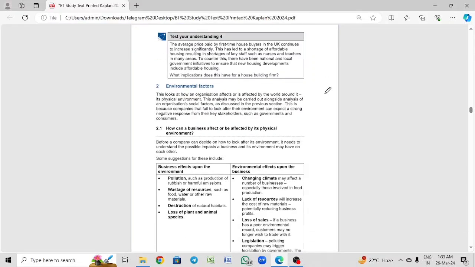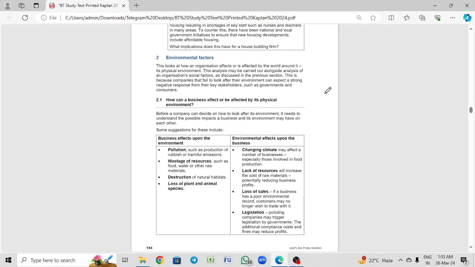Then lack of resources. How do businesses run when there is a lack of resources due to changes in climate, for example? Lack of resources might increase the cost of raw material, increasing the sales price and thus reducing the profits. Then there might be a loss of sales if the business does not focus on the environmental changes. If they continue to manufacture cotton clothes in winters, there will be a loss of sales.